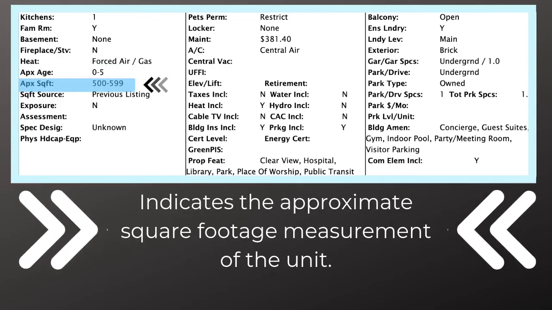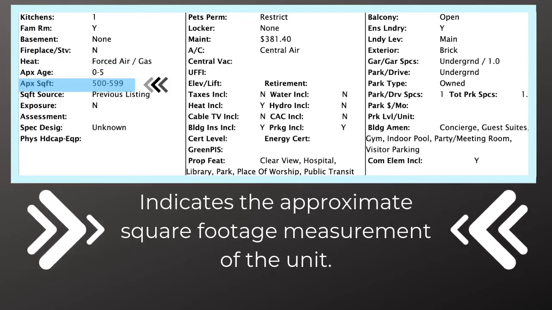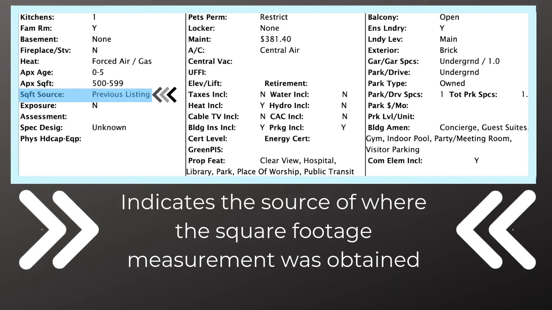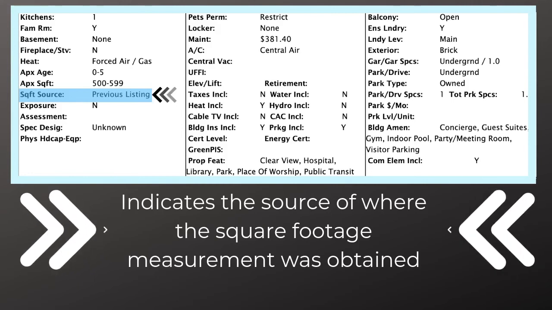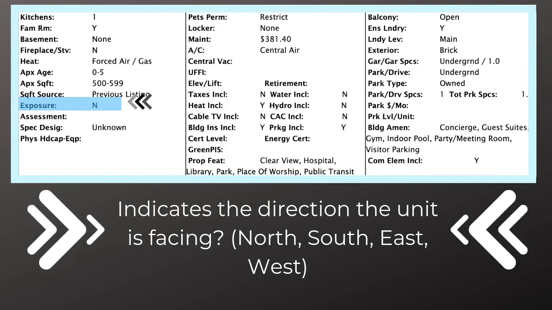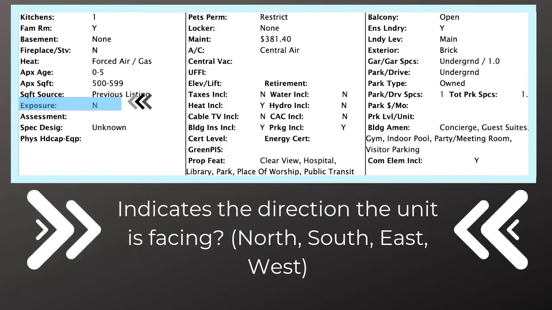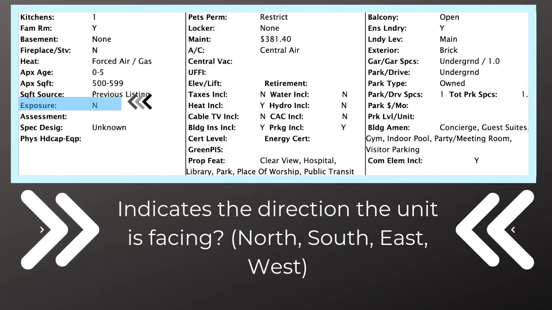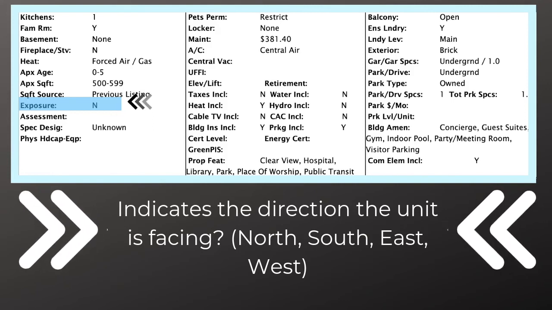This next one is the approximate square footage measurements of the unit. This next one indicates where was the source of the square footage measurement. It could be from the builder, the owner, could be from the listing agent, and so on. The next one indicates the exposure. Basically, when you're looking outside the balcony or window, is it facing the east, the west, the north, south, and so on.